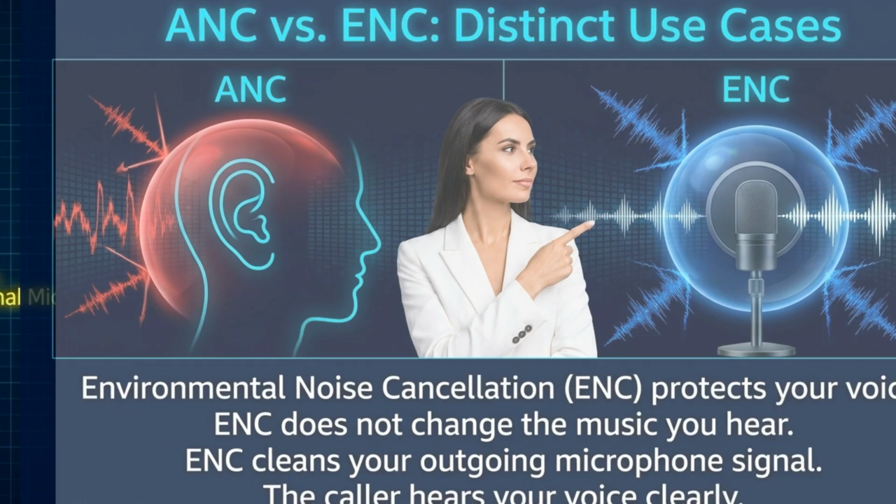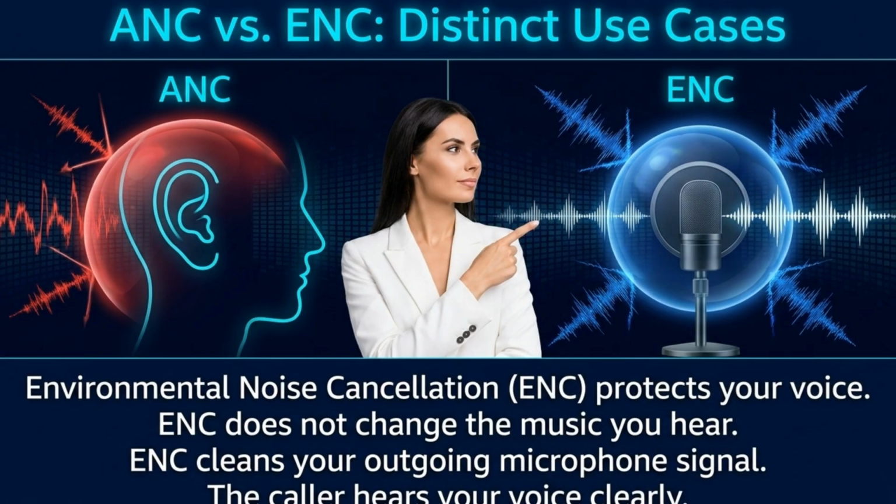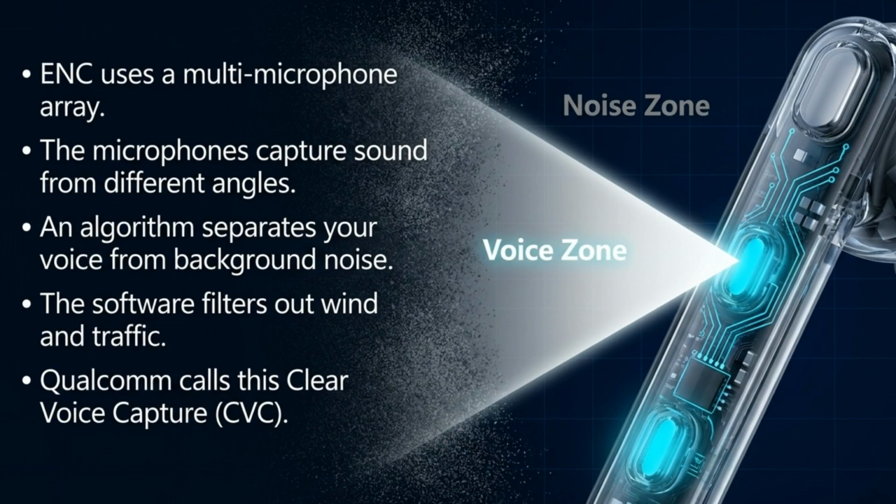advanced processing power. While ANC protects your ears, environmental noise cancellation, or ENC, protects your voice. ENC cleans your outgoing microphone signal, ensuring the person on the other end hears you clearly. ENC uses a multi-microphone array to capture sound from different angles. Sophisticated algorithms then separate your voice from background noise and filter out wind or traffic, often called clear voice capture.